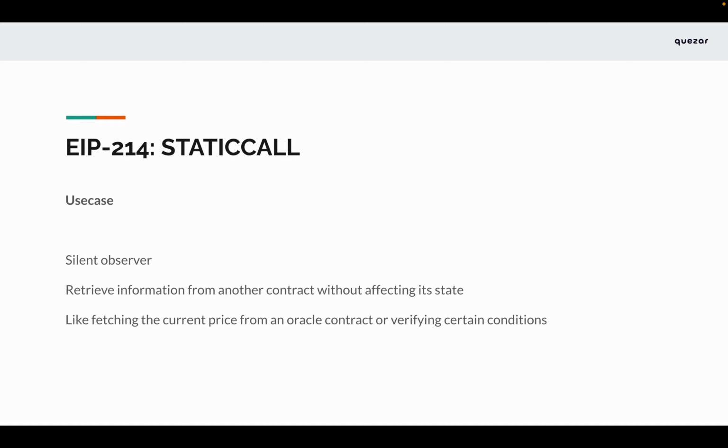So owing to static call, your contract can be a silent observer and read data from other smart contracts without affecting their state or its own state. This is helpful in scenarios like fetching the current price from an Oracle contract or verifying certain conditions from other smart contracts, like if you are doing some kind of KYC or some kind of credit scoring. So you are simply reading data from other smart contracts. And you wouldn't want any hacker to execute a malicious code and drain funds while you are making a call to simply read certain data.